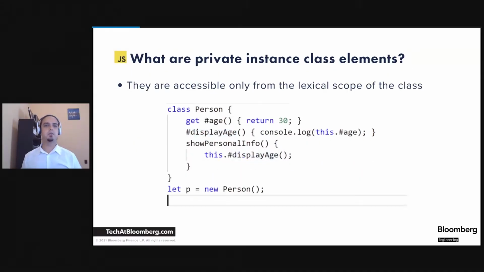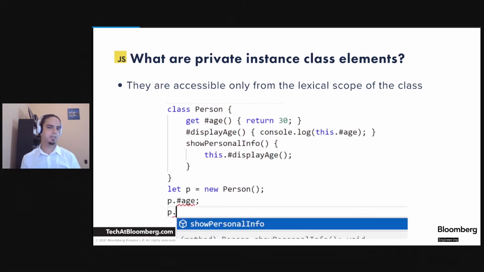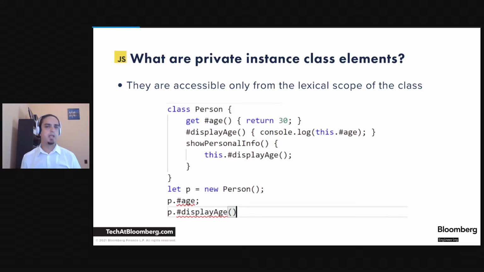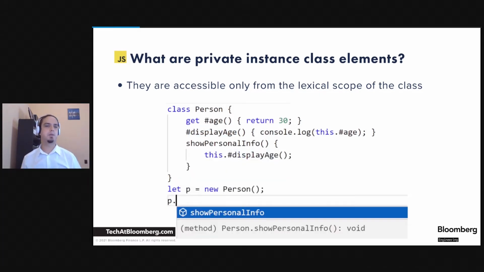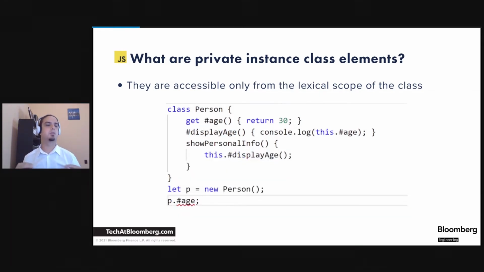The difference is when you try to access these private members from outside of the class, you will get an error. And I want to point out that this is not just a TypeScript error. This isn't the same as the error you got when you used the private modifier. No, this is going to be a runtime error. This is something that the runtime is going to issue if you actually try to access these fields.